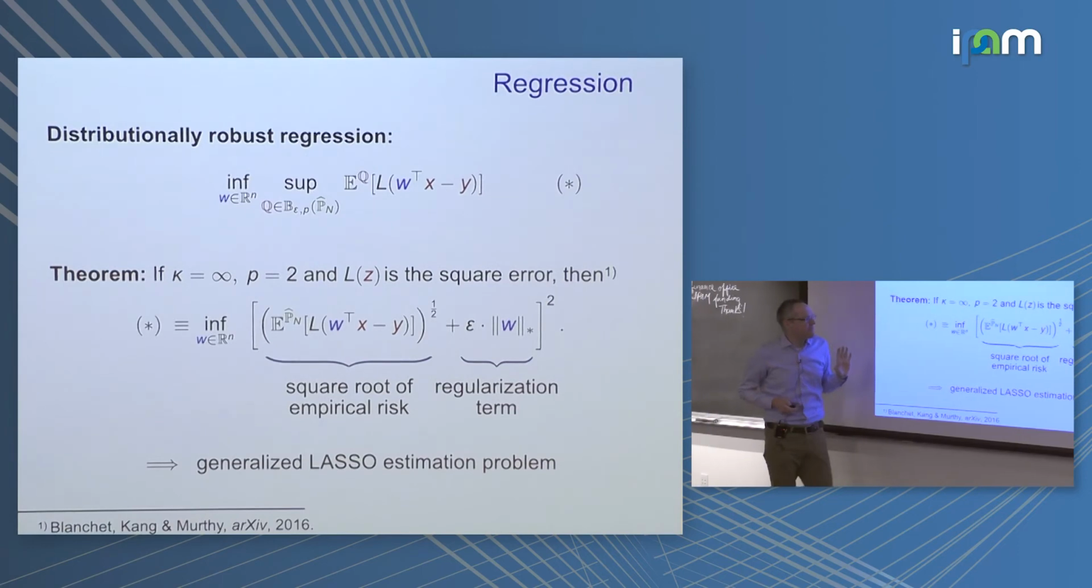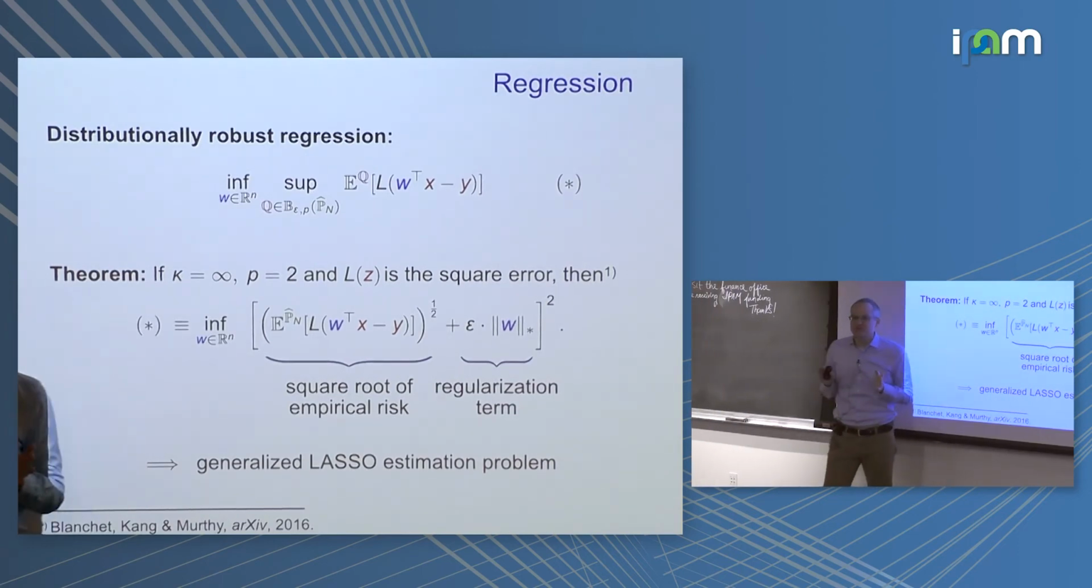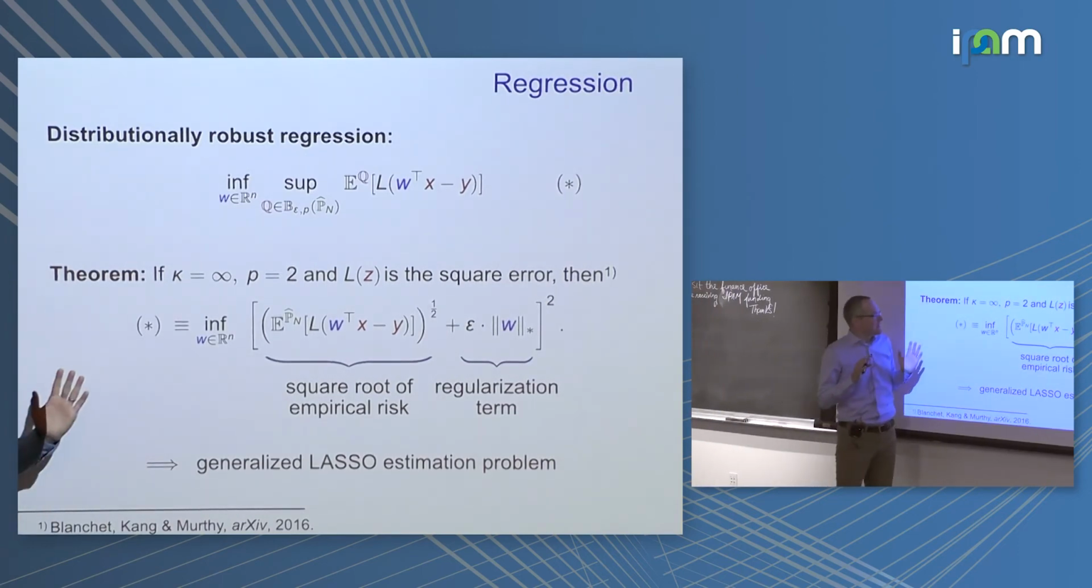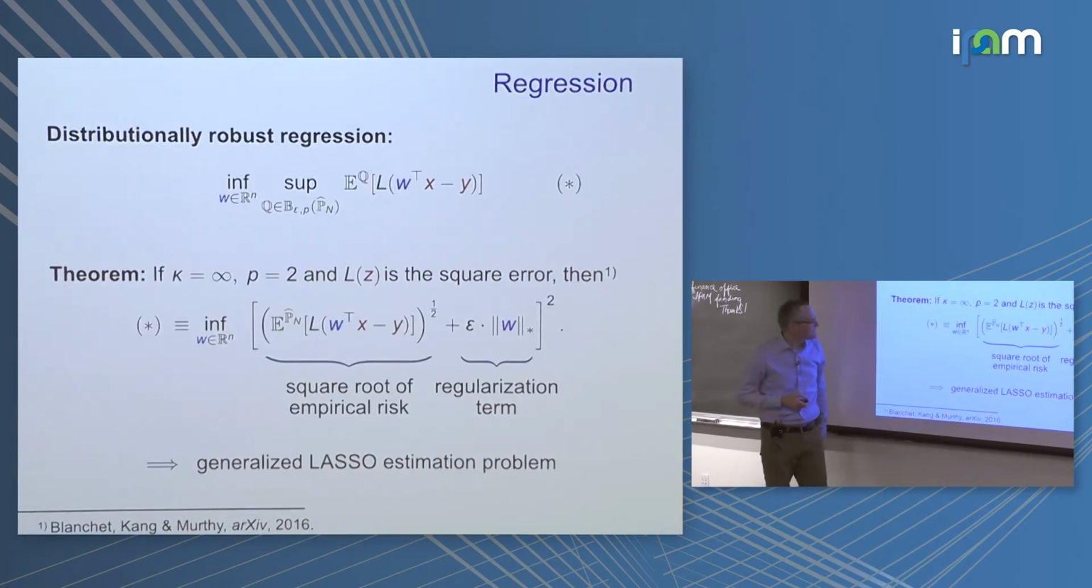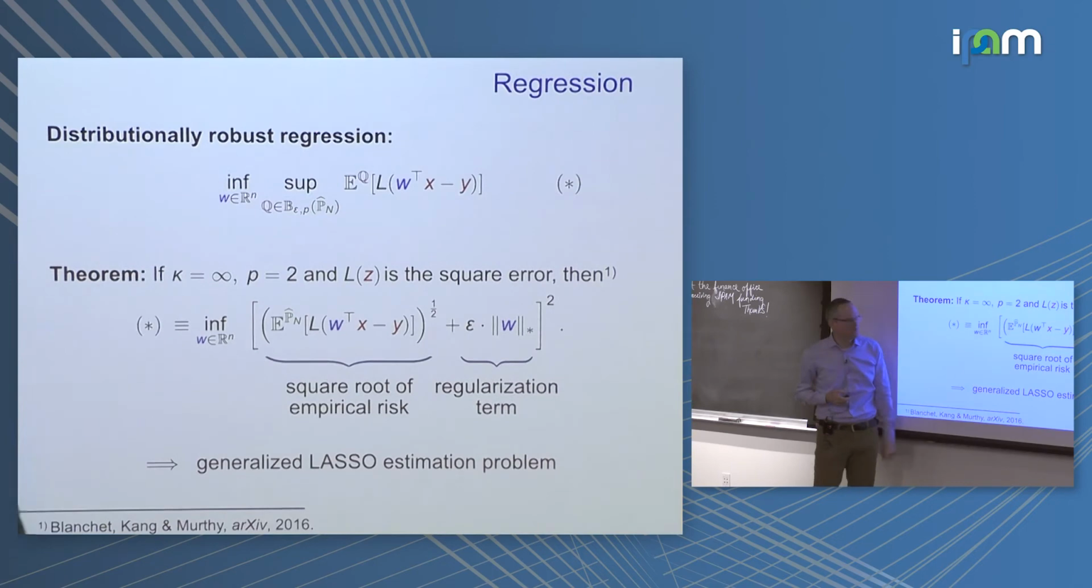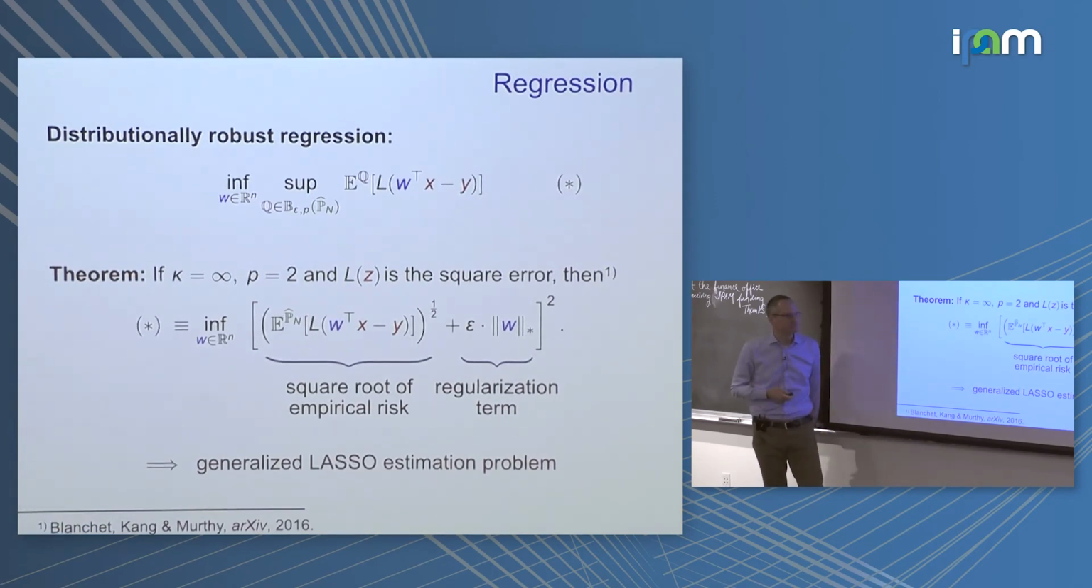So now if we use the infinity norm to measure transportation costs in the input space, then this is actually the one norm. And in this case, this problem is equivalent to the generalized lasso estimation problem. So this gives it a distributionally robust interpretation.